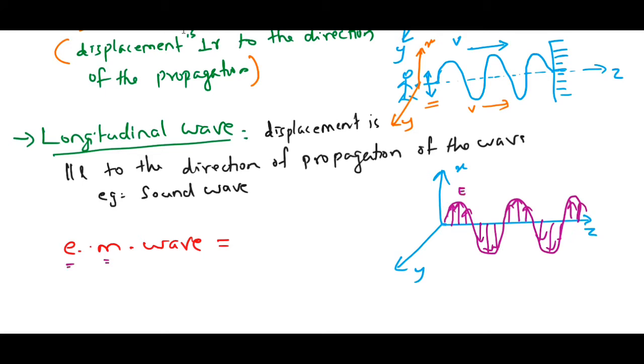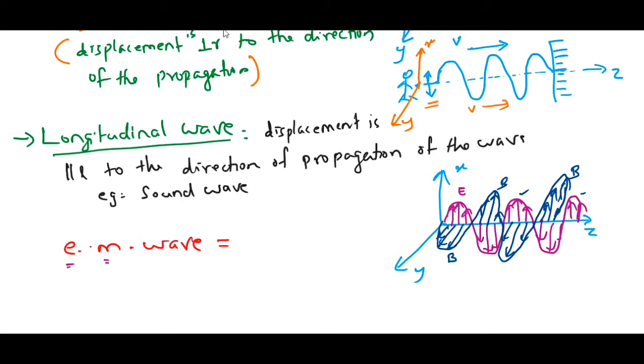If this is an electric field, then the magnetic field will be along the y direction. This will be the direction of the magnetic field. Both are perpendicular. Electric and magnetic field lines are actually perpendicular to each other. This is the magnetic field and this will be the electric field.